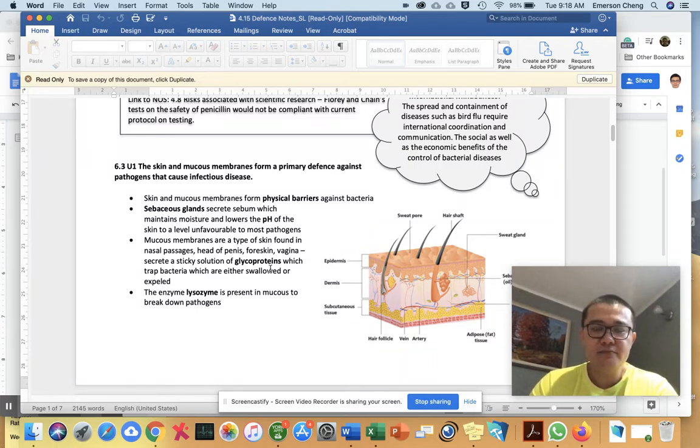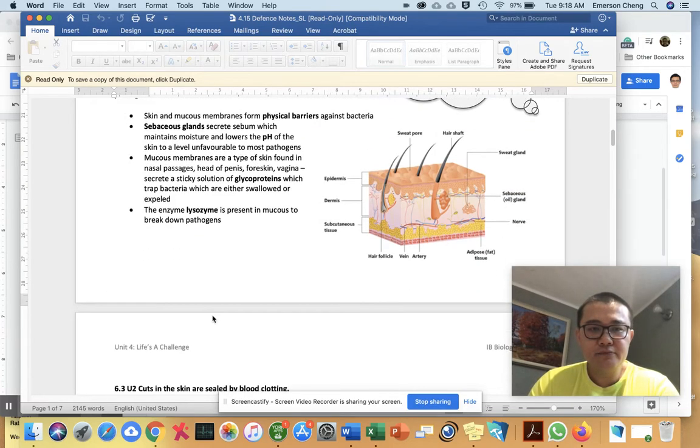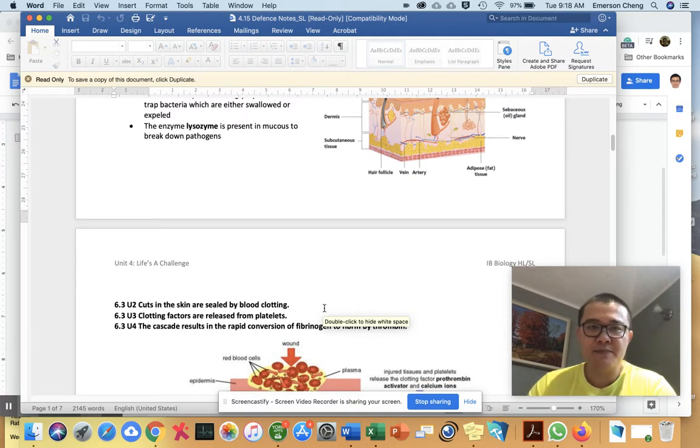That's why the whole idea, especially nowadays, is don't touch your face. This area is where coronavirus or other viruses can go in. Lysozyme is present to break down the pathogens, so they're non-specific.